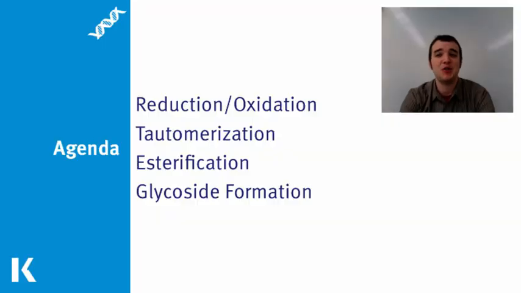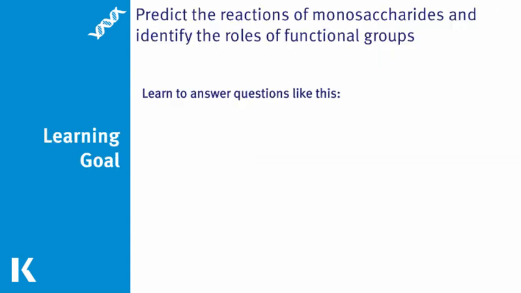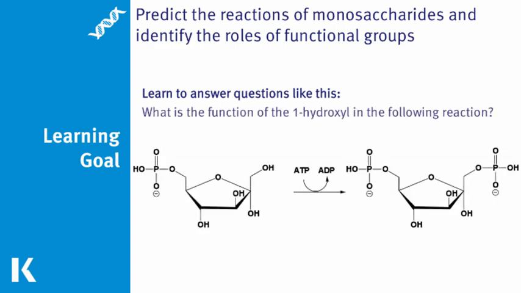This video is going to introduce some of the core reactions undergone by simple sugars on the MCAT, and we'll see a few different renditions of the esterification and glycoside formation reactions. After watching this video, you should be able to handle a question like this one, which tests your ability to identify monosaccharide functional groups and predict the effect they will have on a given chemical reaction.